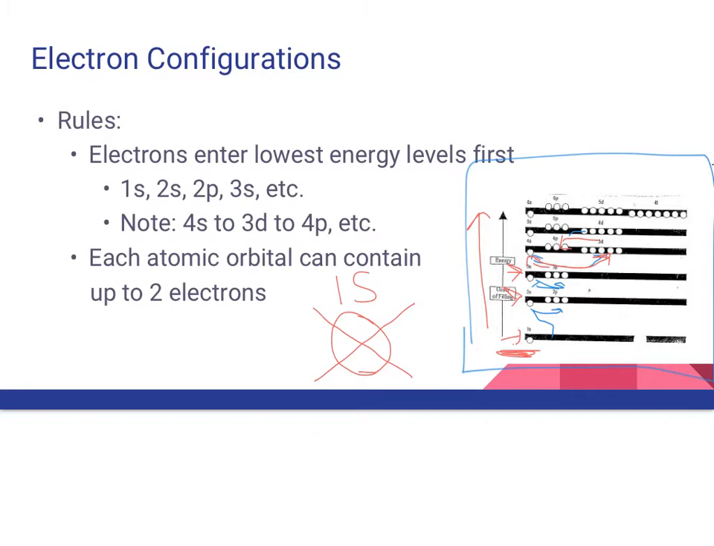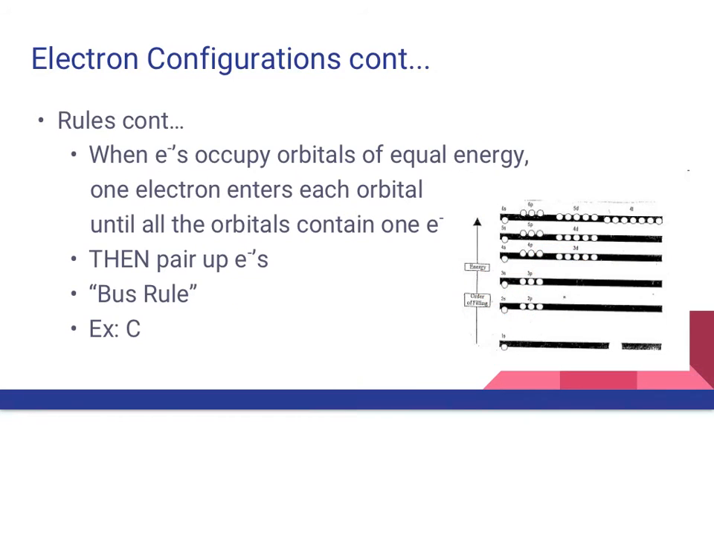Our rules for now are that we have to start at the bottom of our energy level diagram and work our way up, and each one of those circles can contain only 2 electrons. Once it's filled with 2, it's time to move on to the next one. The last rule is a little trickier: it's the idea that when electrons occupy orbitals of equal energy, what does that mean? That means if all of my electrons here are in the 2p, 1 electron is going to enter each orbital until all the orbitals contain 1 electron. Once each one contains 1 electron, then they're going to pair up.